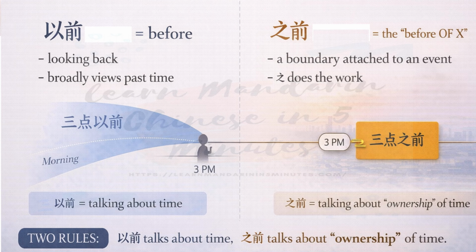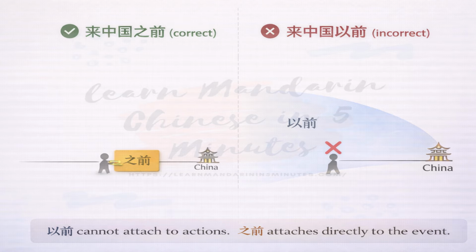That's a boundary. This is why you can say 来中国之前, before coming to China, but not 来中国以前. Why? Because coming to China is an action. It is an event. Before needs to attach directly to that event as its attribute. That is exactly what 之前 does. 以前 cannot attach to an action. It only attaches to time points or stands alone.